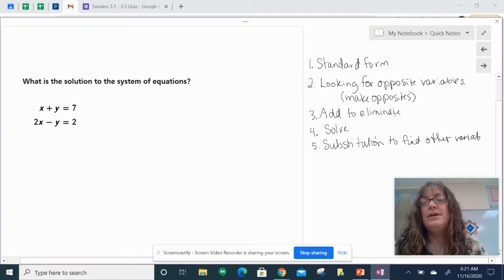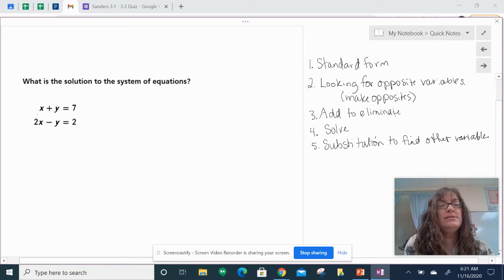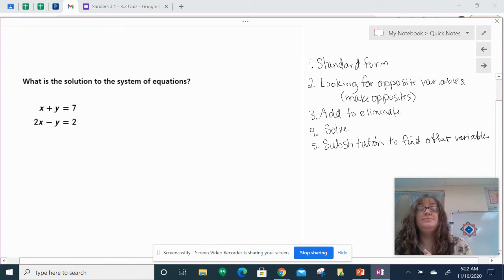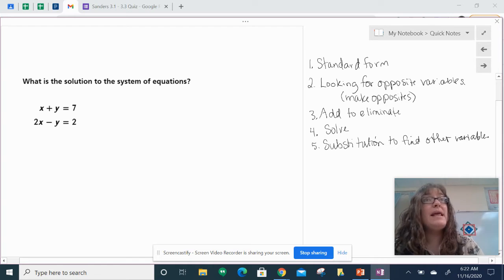All right, so let's look at this first problem. First things first, they are both in standard form, so we'll check on that one. Number two, we're looking for opposite variables. I first start by looking at my x's. I've got an x and a 2x, not opposite. So then I go to the y's. I have a positive y and a negative y. Those are opposites. So I already have opposites, and I don't need to do anything further.